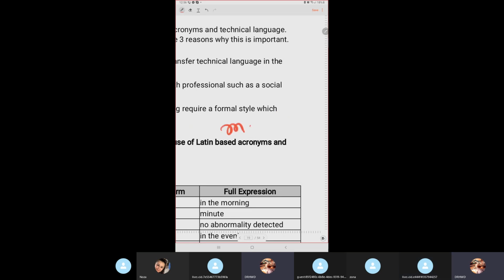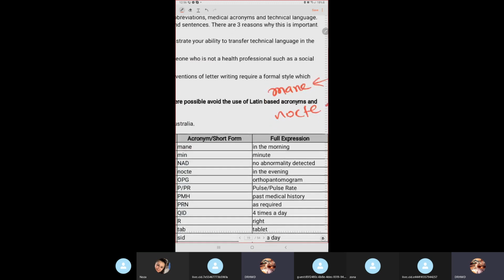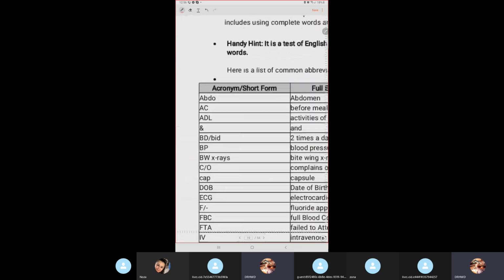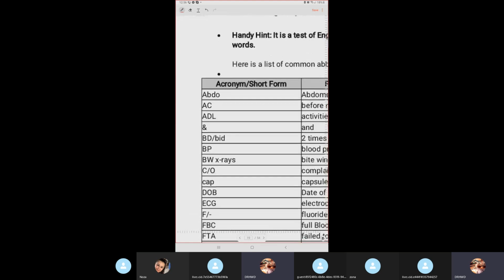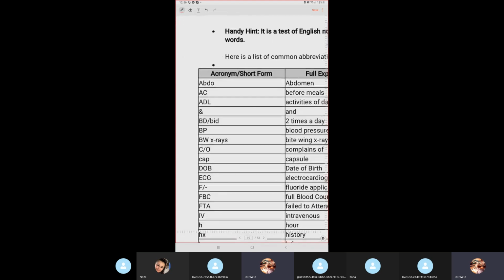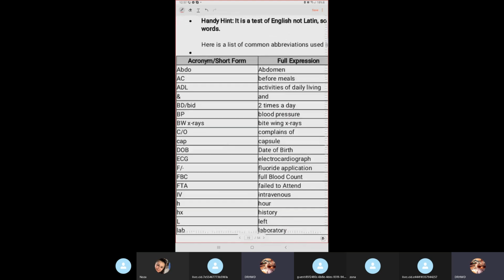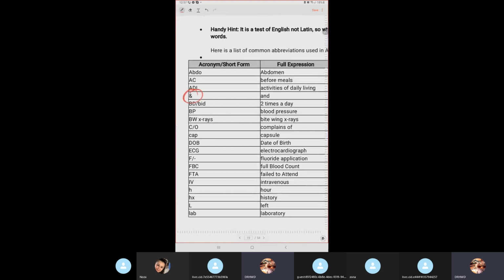Then there is mane and nocte. This means morning, this means evening. You'd be saying in the morning, in the evening. ABDO, abdomen. AC, before meals. ADL, activities of daily living, would not be written like that because this is also a fancy way of saying it. BP and heart rate, you can use the words as they are because there are certain teachers who exempt you, but if you can write blood pressure, that's far better.